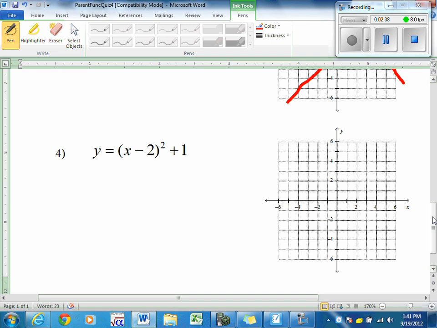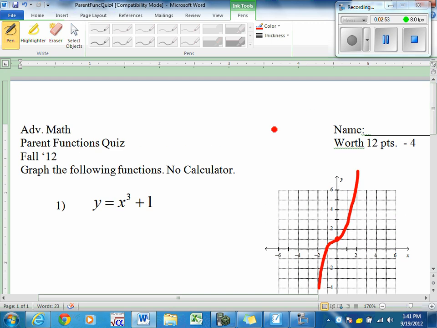X minus 2 quantity squared plus 1. I'm going to move it to the right 2, up 1. And then we have a parabola that looks something like that. To the right 2 is a point, up 1's a point, and the right shape's a point. So at the top, put how many they got right, and then hand it back.